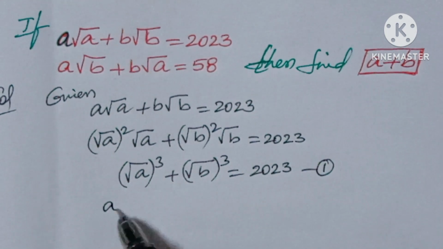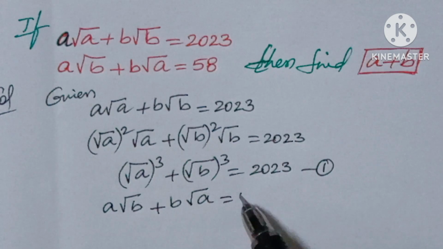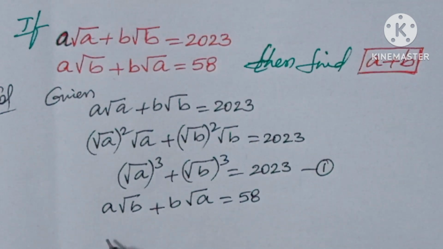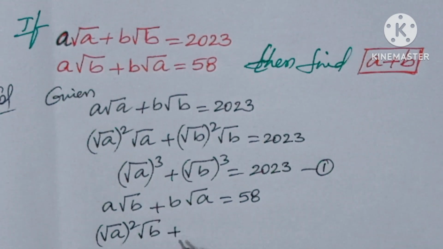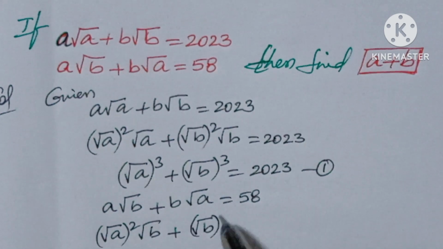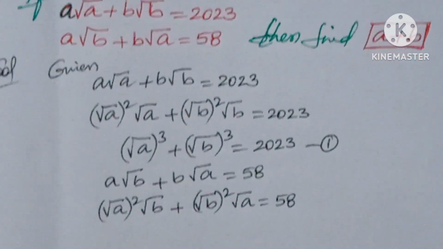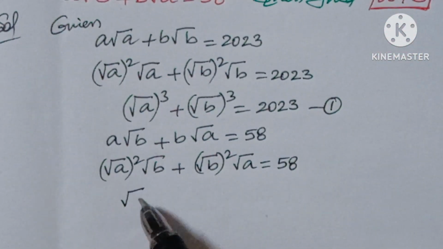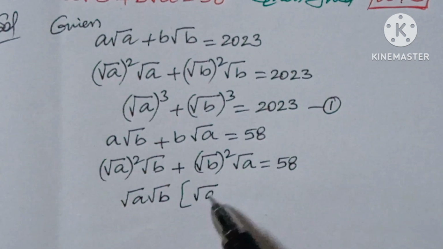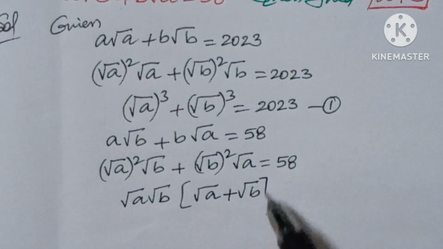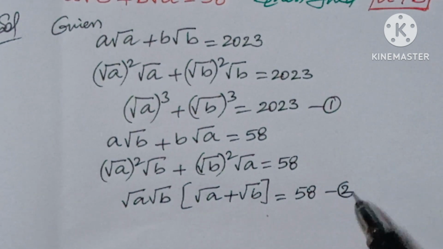Now if you take the second equation, a√b + b√a equals 58. This also can be written as (√a)² times √b plus (√b)² times √a equals 58. Now in this you can take √a times √b common. If you take √a √b common, you will get √a√b times (√a + √b) equals 58. Let it be equation 2.